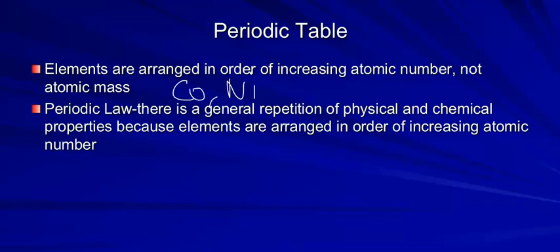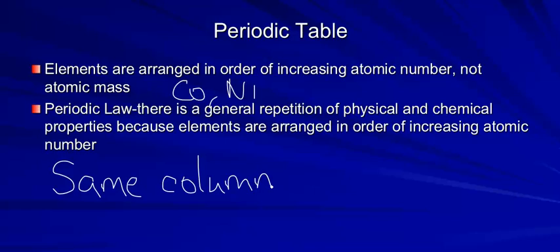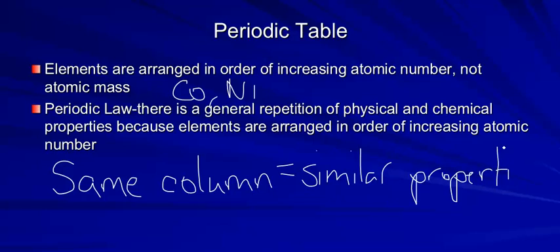Periodic law says there is a general repetition of physical and chemical properties because elements are arranged in order of increasing atomic number. What does this mean? Another way to state the periodic law is this: if you're in the same vertical column, you have similar properties. That means if you're in the same column, for example, lithium, sodium, potassium, rubidium, group 1A, they are going to react very similarly. And that's just a restatement of periodic law.